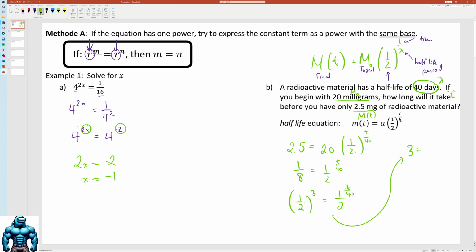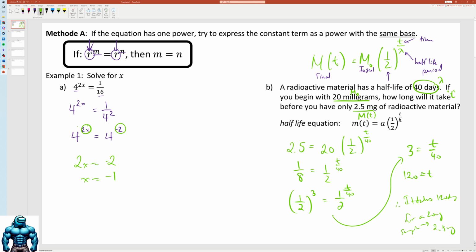Now we see that 3 is equal to t over 40. We'll multiply both sides by 40. We'll get 120 is equal to t. Therefore, it takes 120 days for a 20 milligram sample to become 2.5 milligrams.